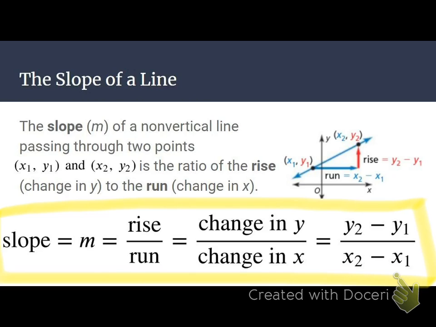The slope, or the letter we use for it is M, slope or M, of a non-vertical line, usually it's going to be a slanted line of some sort, passing through 2 points, is the ratio of the rise, or the change in y, to the run, which is change in x. So what we'll usually use for slope is M, we will use the words rise over run a lot, and we will talk about y2 minus y1 over x2 minus x1 a lot. Okay, this is how we can find slope if we know 2 points.